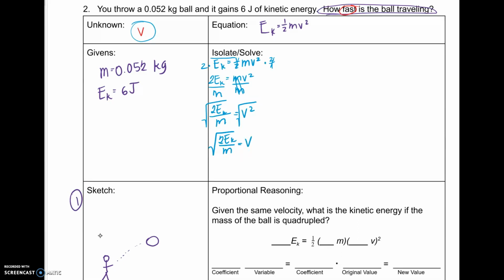And so what we're going to do is go ahead and plug in all the numbers. So we have velocity is equal to the square root of 2EK over m. We have velocity is equal to the square root of 2 times 6 joules over m. Oh, sorry. It's 0.052 kilograms, and we're going to take the square root of all of that.